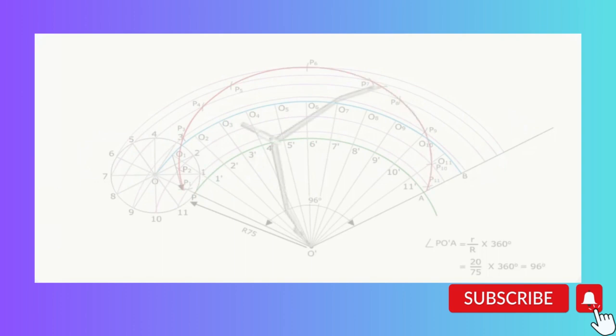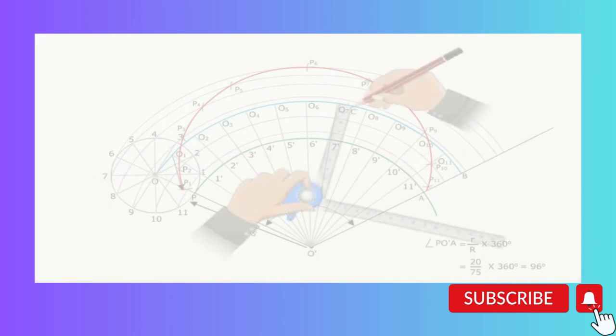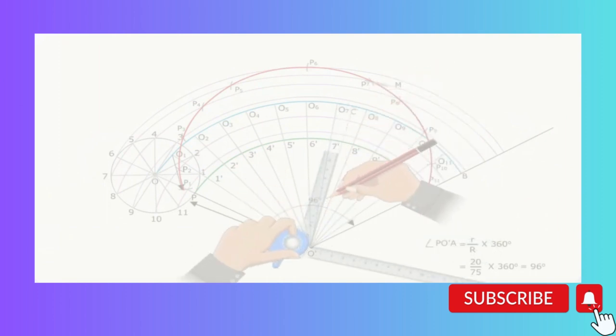To draw the tangent and normal, locate the point M on the curve, which is at 95 mm from the center of the directing circle. With M as center and radius 20 mm, draw an arc intersecting the locus of the center of the generating circle at C. Join C to O', intersecting the directing circle at N.